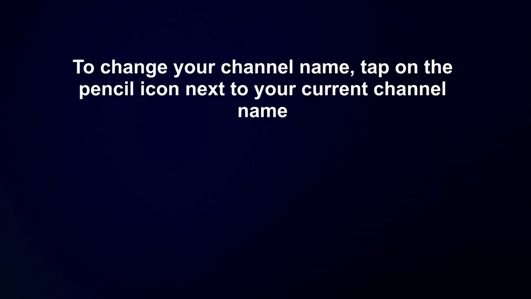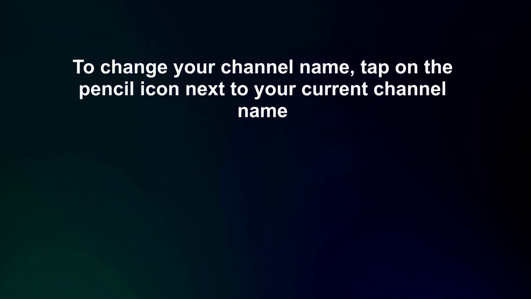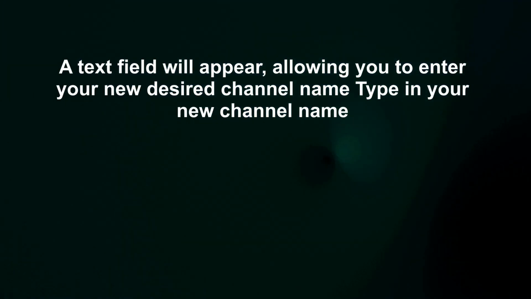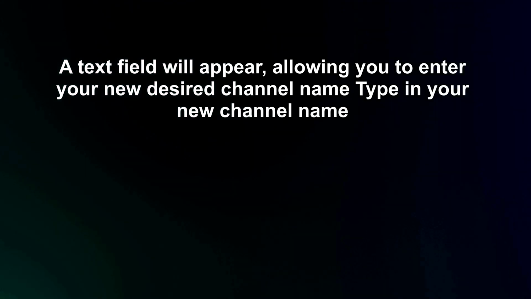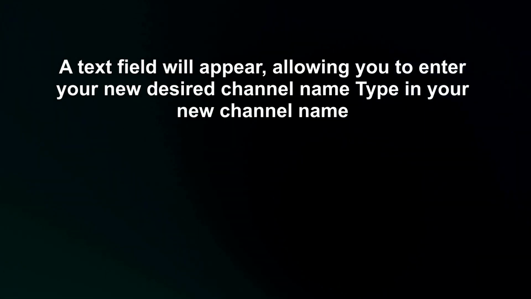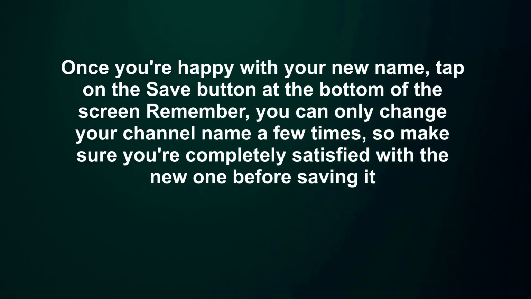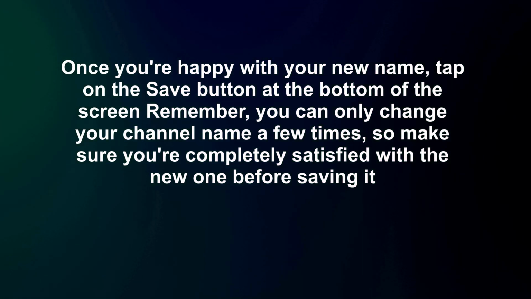To change your channel name, tap on the pencil icon next to your current channel name. A text field will appear, allowing you to enter your new desired channel name. Type in your new channel name. Once you're happy with your new name, tap on the Save button at the bottom of the screen.